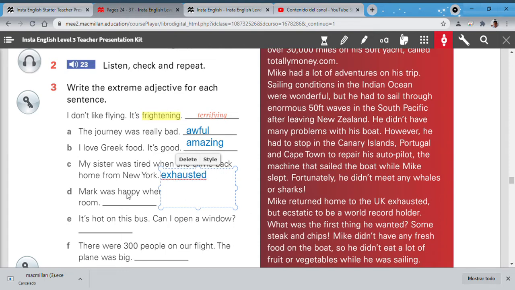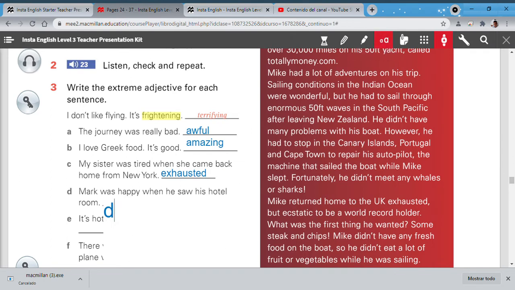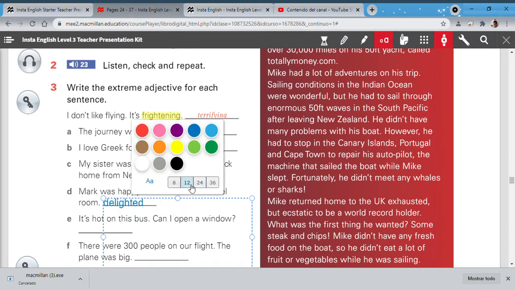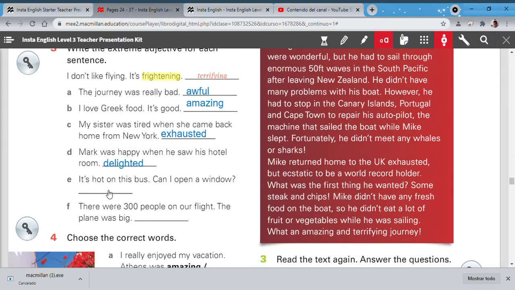Exhausted. Now, here, delighted. Let me see. Delighted. Now let's check it. This is much better. Delighted. It's hot in the bus. No, it's hot in the bus. Can I open the window? Hot. Boiling. Perfect.